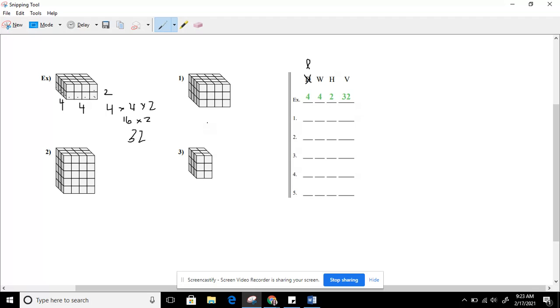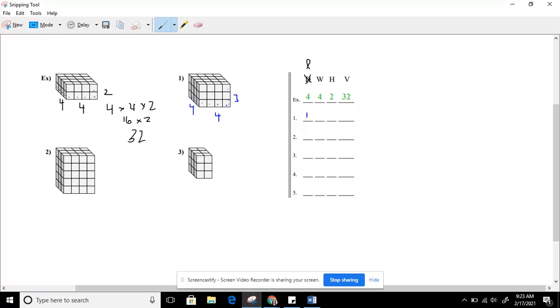So you're going to do that for each of these shapes. So I'm going to do a couple of these as an example for you. So number 1, we're going to find the length, 1, 2, 3, 4. You're going to find the width, how deep it goes, 1, 2, 3, 4. And the height, 1, 2, 3. You're going to do that multiplication out.